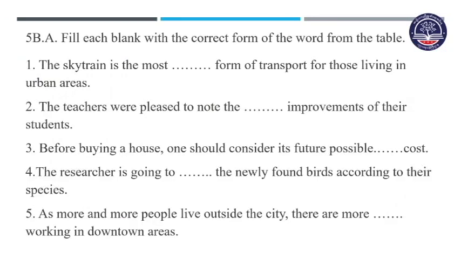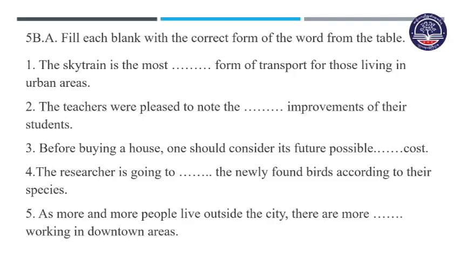5B A. Fill each blanks with the correct forms of the words from the table. Let's go to the number 1. The Skytrain is the most planned form of transport for those living in urban areas. Urban areas means living in the city.